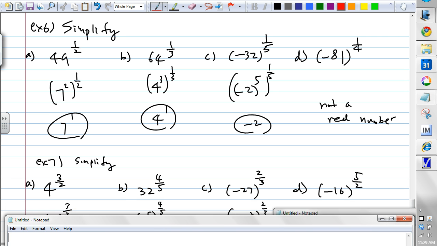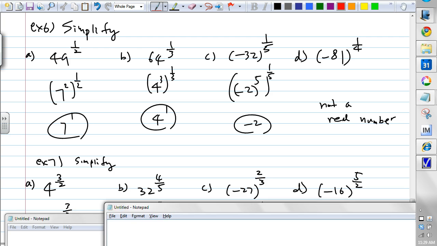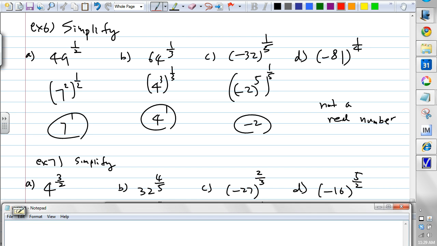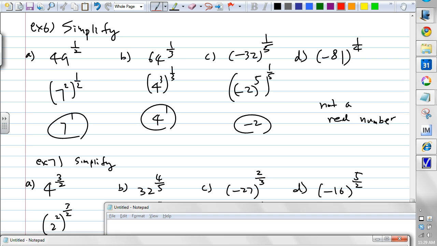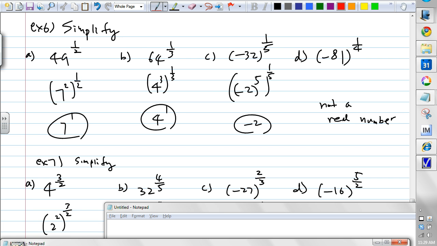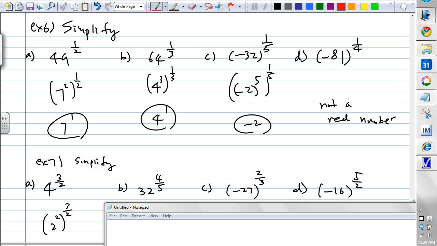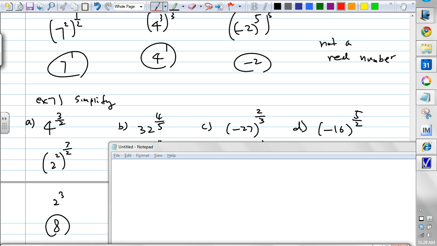So let's do the first one together. What is 4 really? 2 to what power? 2 to the second. So look, isn't this 2 to the second to the 3/2 power? Now what do we do with the exponents? We multiply. We get 2 to the third, which is what? 8. Okay, go ahead, everybody try. Yeah, so the answer is 8, right? 2 to the second to the 3/2 power. You multiply, you get 8, right? Okay, go ahead and try the rest.